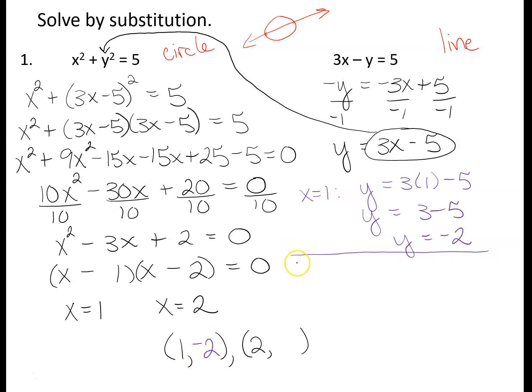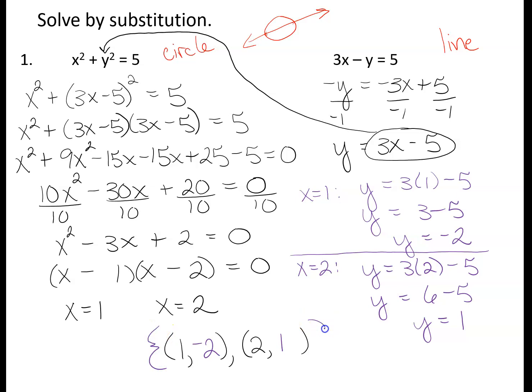And then we're going to substitute in x equals 2. So that would be 3 times 2 minus 5, 6 minus 5, and y would be 1. So when x is 2, y is 1. We have two ordered pairs. It's a set, a solution set, and anytime you have a set, you're going to put these curly braces around your set. And that is how we express the answer to this problem.